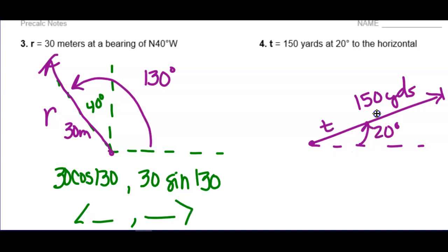This one is 20 degrees off of the positive x-axis, so it's 150 cosine of 20, 150 sine of 20. And I'll go back and fill those in, but it's that easy.